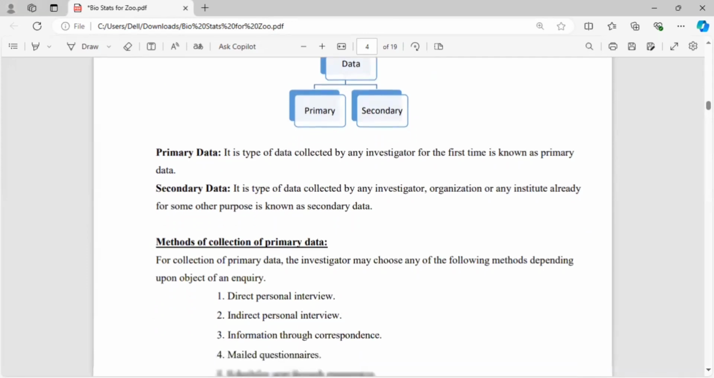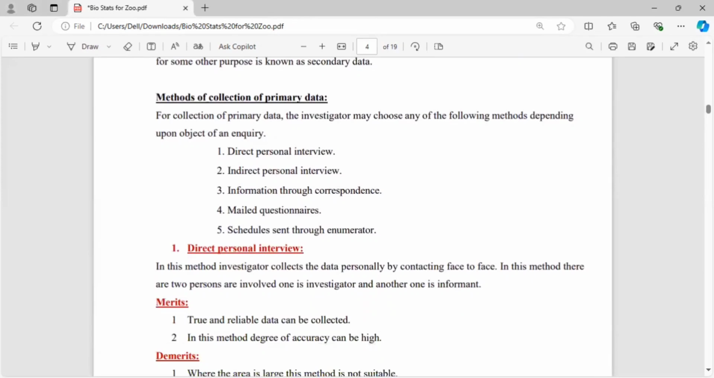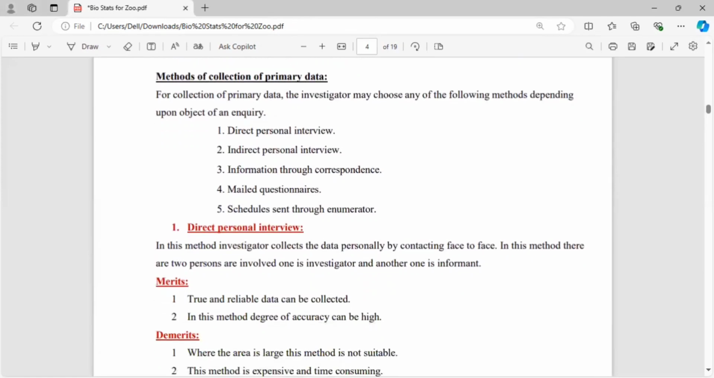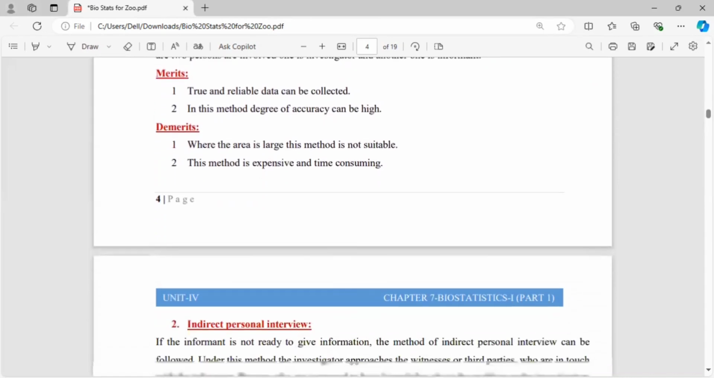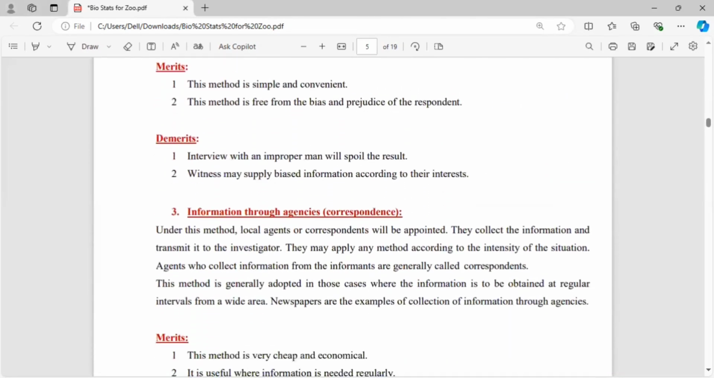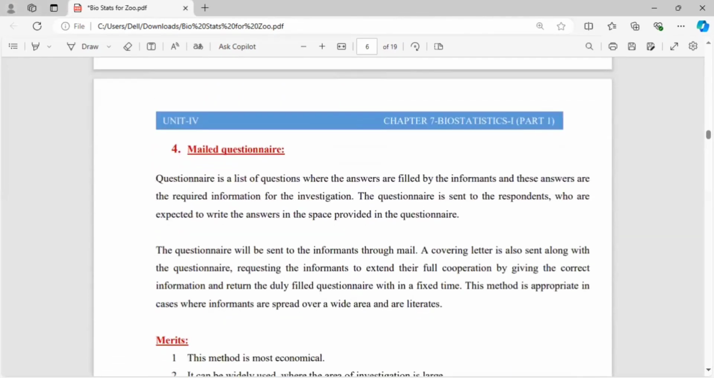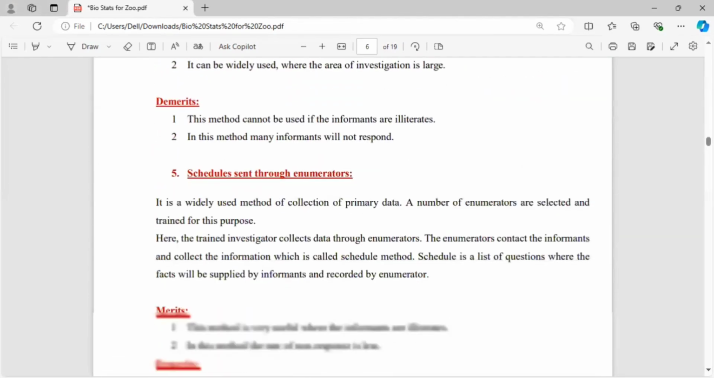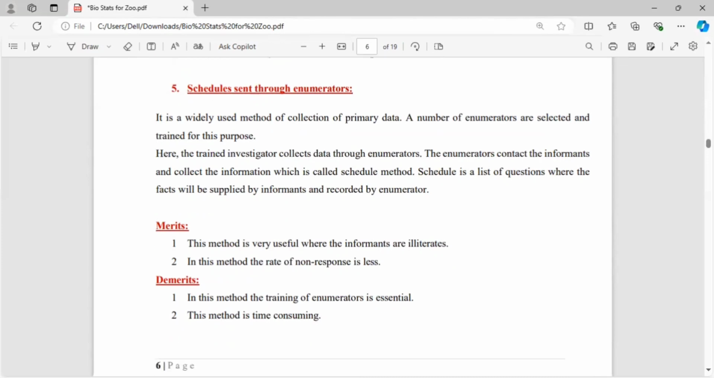Then followed by methods of collecting primary data. In that, we have the direct personal interview method, indirect personal interview method, then information through correspondence. Then the fourth one is the mailed questionnaire method, and the fifth one is schedules sent to enumerators. We discussed these in the concept of methods of collecting primary data.